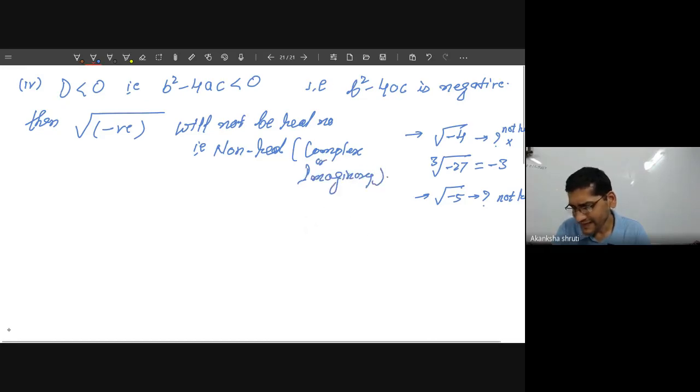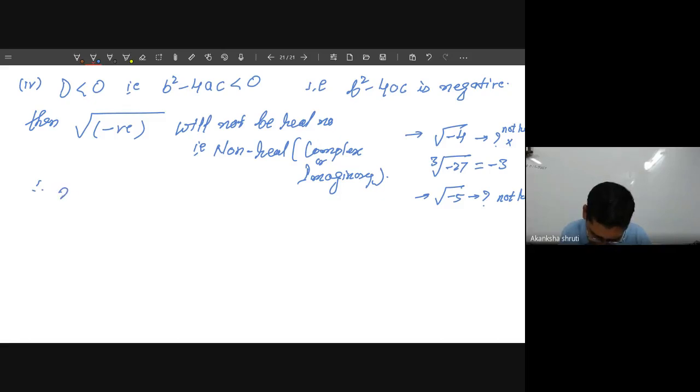But these complex and imaginary terms are not required for you. I am not going to discuss them at your level. This belongs to class 11th and 12th, so we will learn it there. So it is non-real. You just have to keep this in mind.